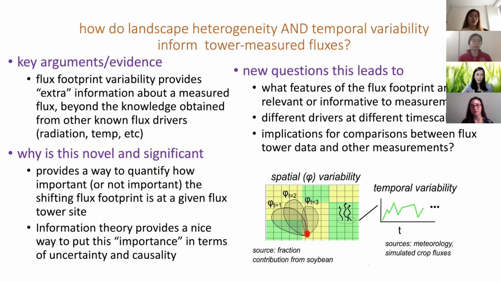And this provides a nice way to look at the question of what the drivers of tower measured fluxes are, in terms of importance, uncertainty, and causality. So you could ask what is causing a given flux measurement at a given time. The questions I started with are, for example, what features of the flux footprint are relevant to measurements? Is it the landscape heterogeneity in terms of crop type, or is it soil moisture, or is it something else about the flux footprint?